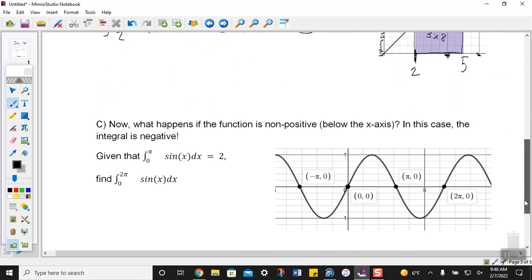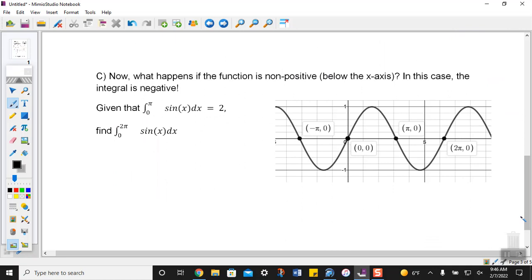Guys, what happens then if a function is non-positive, meaning it travels below the x-axis? Okay, in this case, the integral is what? 0 to 5. Okay, this is an interesting one. I'm not sure that's right. I want to check something here quickly. I think there's a typo in this. Let me check something real quickly, would you?